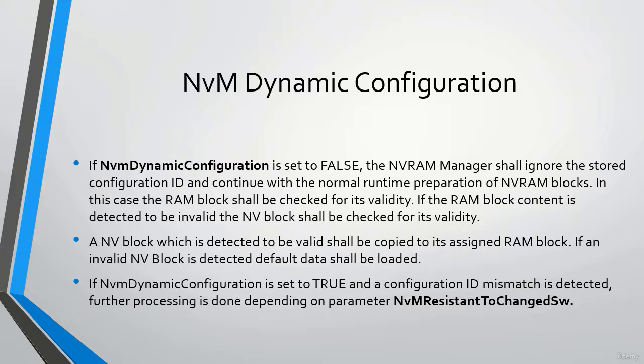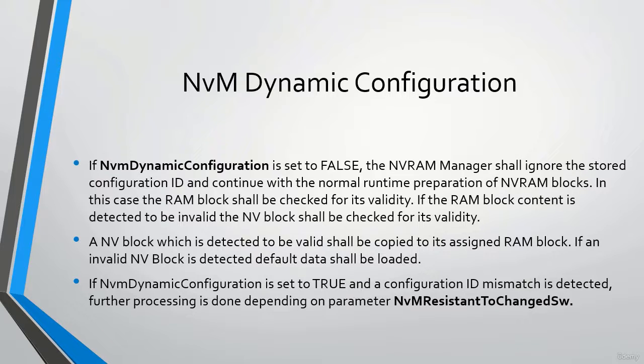For example, if the NVM dynamic configuration parameter is set to false, then the NVRAM manager shall ignore the stored configuration ID. The compiled configuration ID that we stored in block ID 1 will be ignored at the startup time during NVM read all. As a result, we'll not be checking what the current configuration is, whether it is matching with the new software or something like that. No configuration checks are performed. We are just ignoring that.